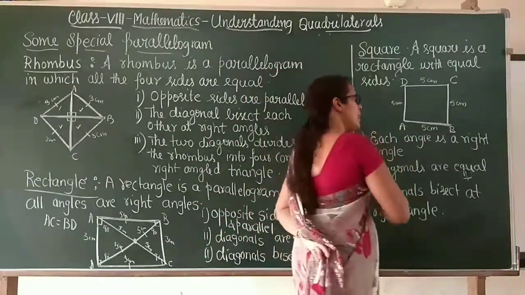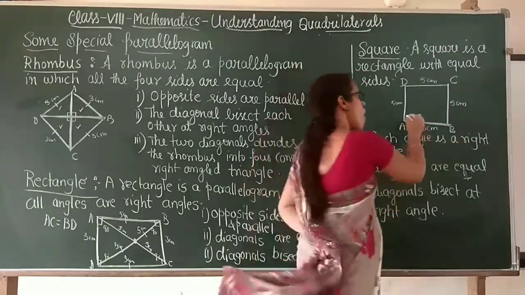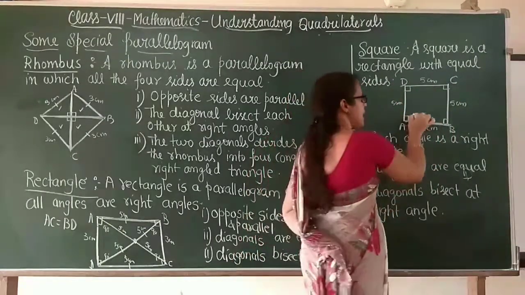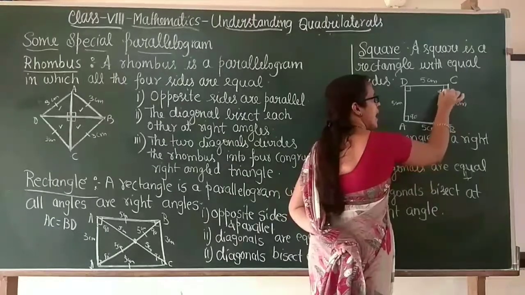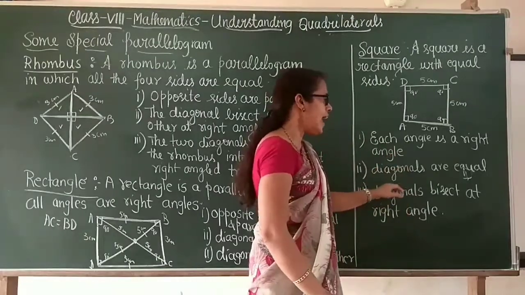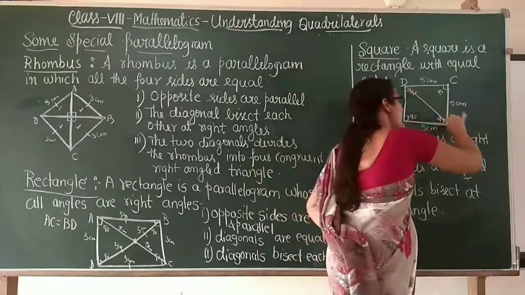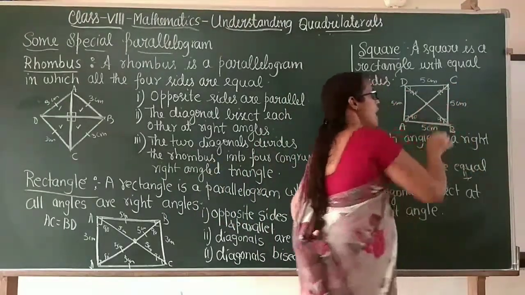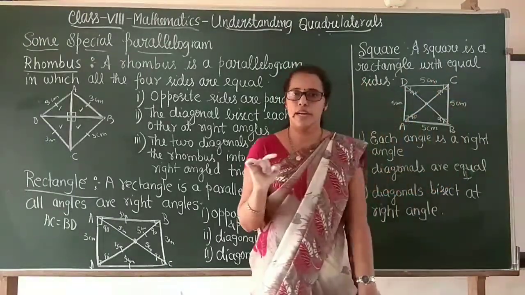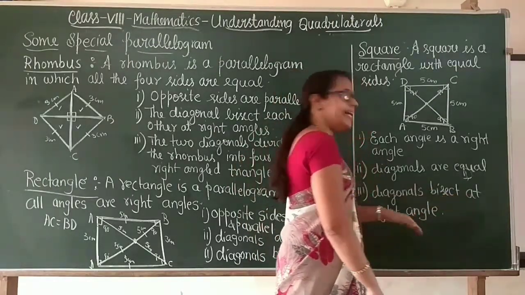Okay children. So what are the other properties? Each angle is a right angle. If I see all angles here, all angles are right angles. Means each angle is 90 degrees. Understood? Not only that, diagonals are equal. Just like a rectangle, diagonals have equal length. If it is 5 centimeter, this is also 5 centimeter. Then the diagonals bisect at right angles.